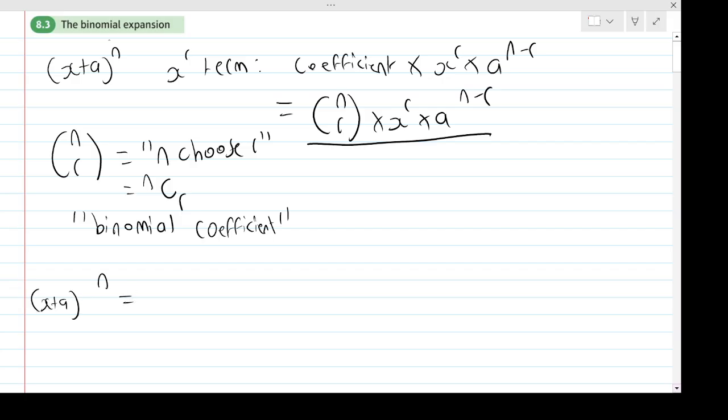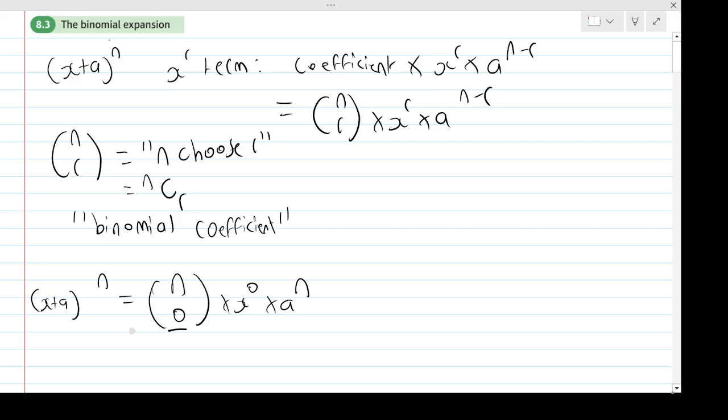And so this gives me the term for the rth term, right? But so then we're going to start from r is 0. That will give me the first term. So that's going to be when r is 0, n choose 0 times x to the 0, times a. Now, that will be just to the power of n, right? Because then 0 add n is n.